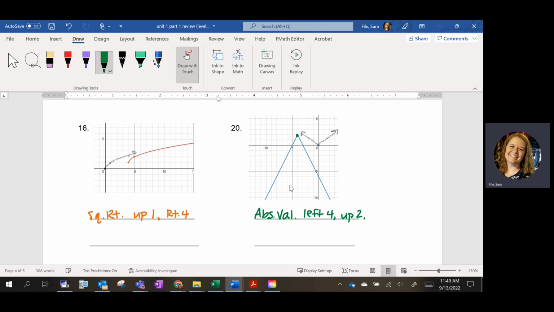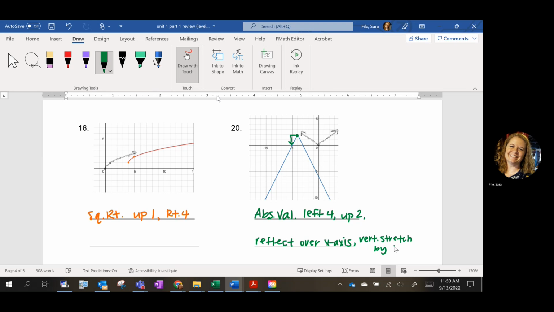Okay, it is opening down instead of up, so it has been reflected over the x-axis. And let's see if it's had any stretch or compression. So normally it's over 1, up 1. So let's see, this is over 1, down 2. So you can see that change there. So this is being stretched vertically by 2. That's it for that one.